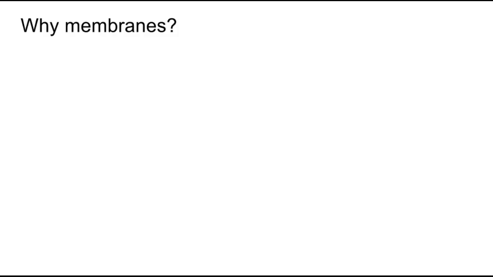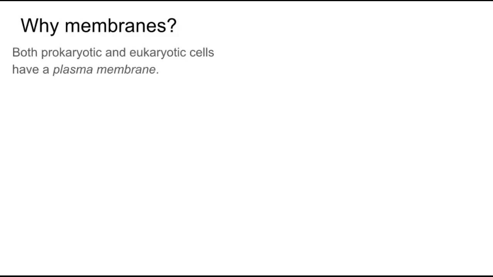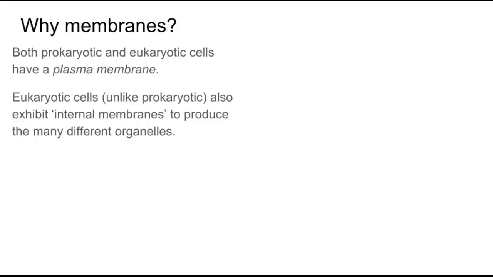But why are we talking about membranes? As you know, both prokaryotic and eukaryotic cells have a plasma membrane surrounding the cell. We have also seen that eukaryotic cells, unlike prokaryotic, also have internal membranes which help to produce the many different organelles.